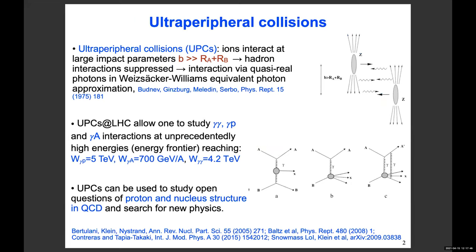Let me start by saying a few words about ultra-peripheral collisions. Ultra-peripheral collisions, UPCs for short, is the situation when ions in beams interact at large impact parameters, which are much larger than the sum of the nucleus radii. In this case, the strong hadron interactions are suppressed and the interaction proceeds via emission of quasi-real photons in the well-known Weizsäcker-Williams equivalent photon approximation. Therefore, UPCs in the LHC kinematics allow one to study photon-photon and photon-hadron interactions at unprecedentedly high energies and therefore present an energy frontier for this field of research. As such, UPCs can be used to study open questions of proton and nuclear structure in QCD and also can be used to search for new physics. In my talk, I will focus on nuclear structure in quantum chromodynamics.